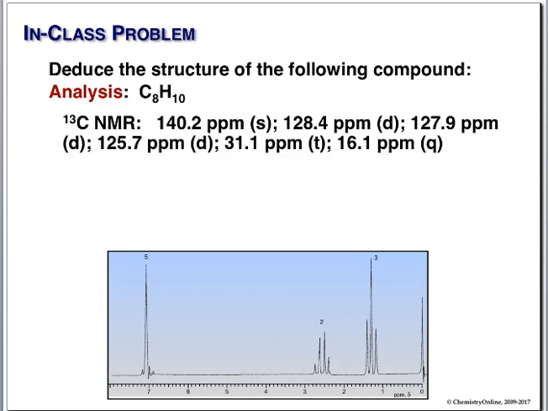C8H10. And on this one, I'm also going to give you the C13 NMR. Let's look at both of these. First of all, our analysis. C8, 8 times 2 is 16, plus 2 more is 18. We have how many DUs? We have 4. Once again, we say to ourselves, benzene ring.